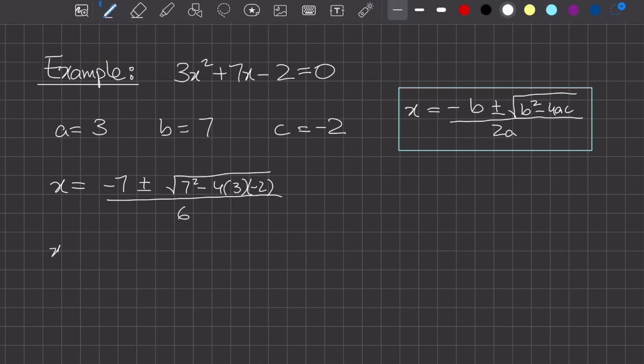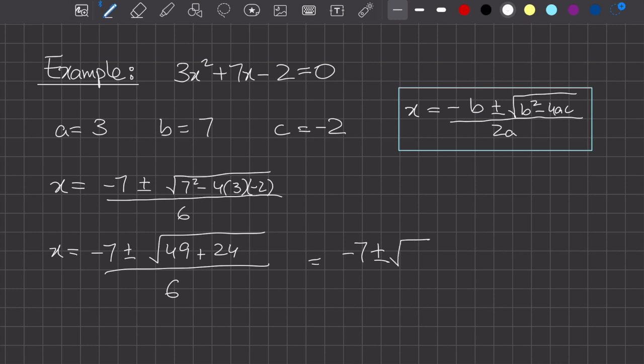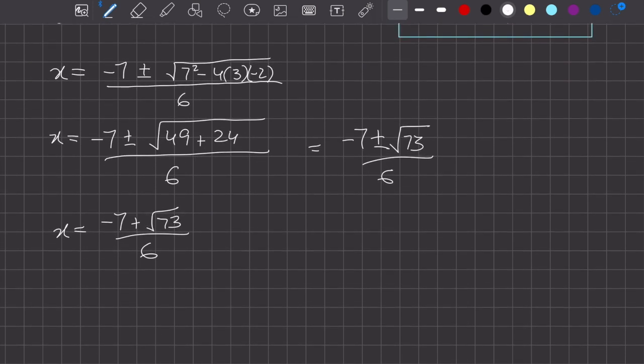As we simplify the expression inside the square root, we find that the value inside the square root is 49 plus 24, which is equal to 73. Breaking it down, we get 2 solutions. For the positive square root, x equals negative 7 plus root 73 whole over 6, and for the negative square root, x equals negative 7 minus root 73 divided by 6. Factorization might have been tricky here, but the quadratic formula results in clear solutions.